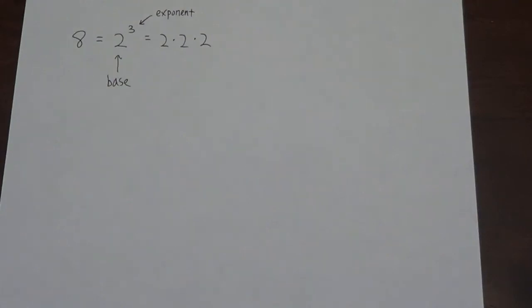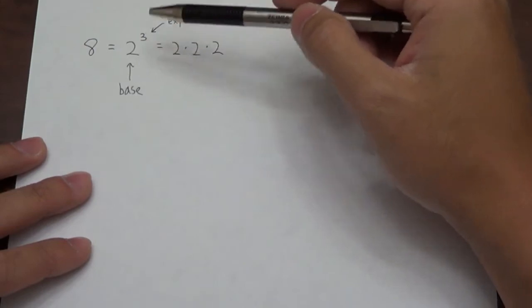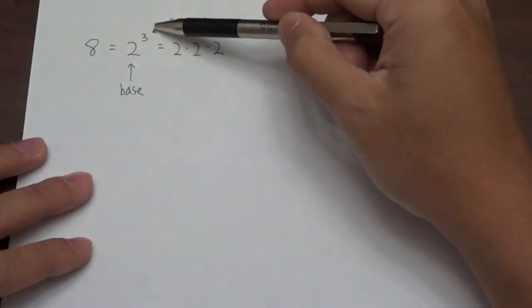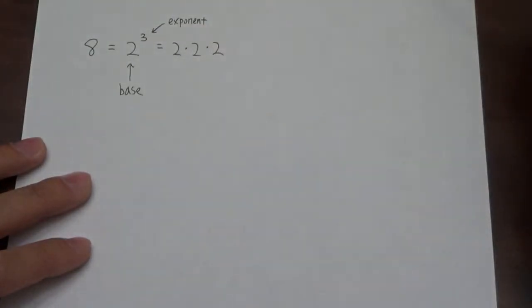All right, this lesson's about exponents. So when we have the number 8, and we want to write that in exponential notation, it would be 2 to the power of 3, or you can say 2 to the third power.